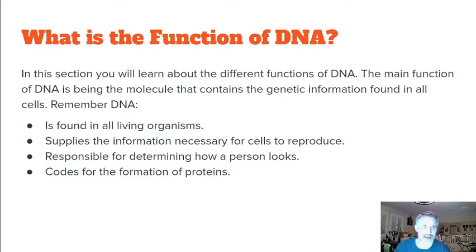The main function of DNA is it's a molecule that contains the genetic information found in all cells, and basically what determines those characteristics that we see in different organisms are the proteins that they are able to make using those sections of DNA. It's found in all living organisms. It supplies the information necessary for cells to reproduce. It's responsible for determining how a person looks. That's those characteristics I keep talking about. And it has codes for the formation of proteins, which kind of control those characteristics. So we'll be going through all of that today, and then we'll talk a little bit more in detail about RNA and proteins and how that works as well later in the week.